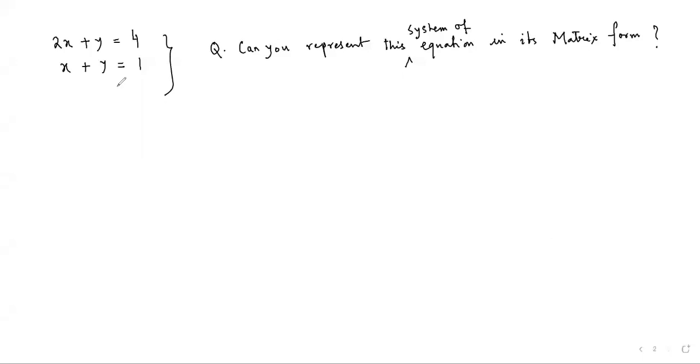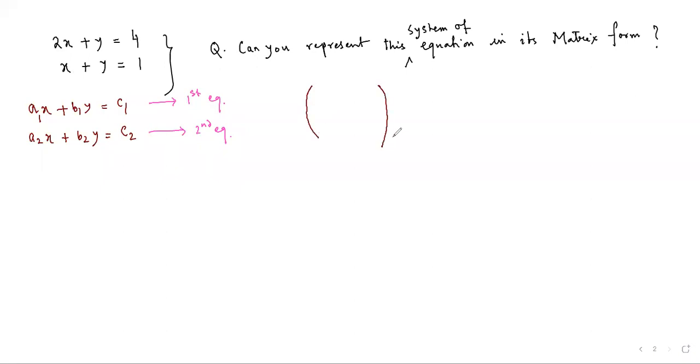What we do is, first of all, we write it in this manner: A1x plus B1y is equal to C1, which is one equation, and A2x plus B2y is equal to C2, which is another equation. Then we mark the coefficients of the variables x and y in both equations. This is the first equation and this is the second. Since there are two equations, the number of rows in the matrix will be two.